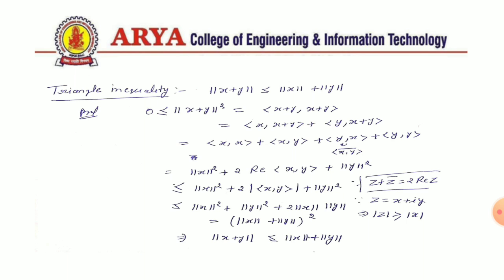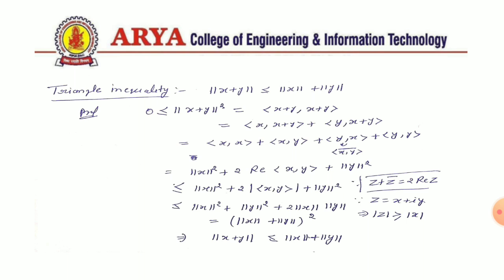So, to prove this inequality, we have to take norm of x plus y whole squared which is greater than or equal to 0. Obviously this is a square, so this is always greater than or equal to 0. So by using definition of norm, we can write it as inner product of x plus y, x plus y. Then by using definition and properties, we can write it as inner product of x and x plus y plus inner product of y and x plus y.